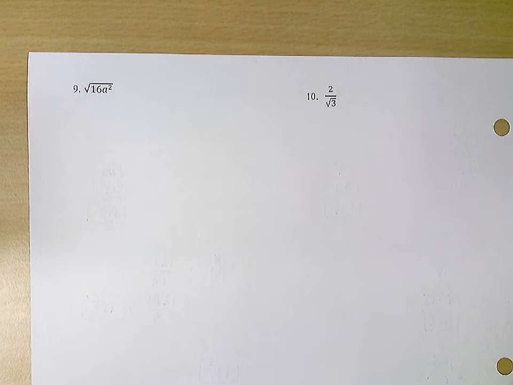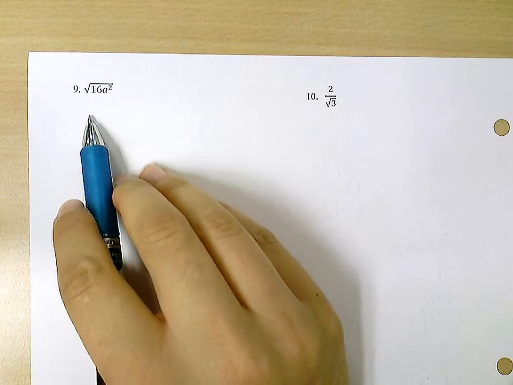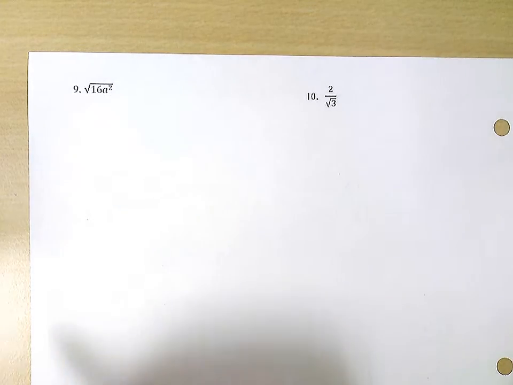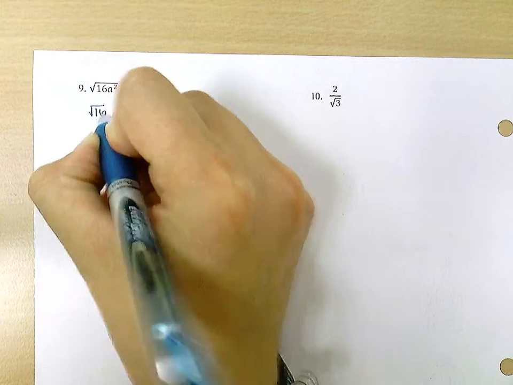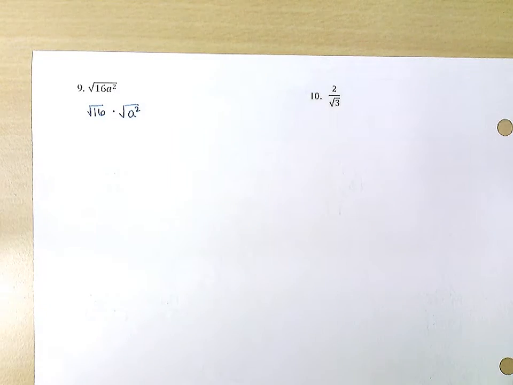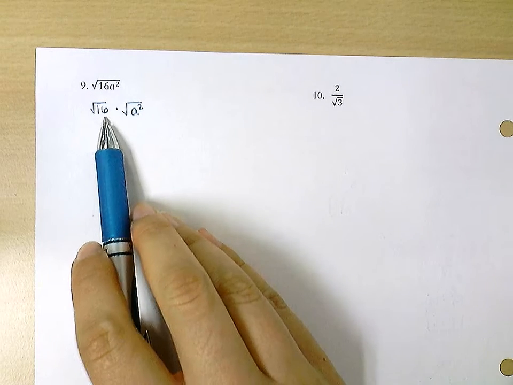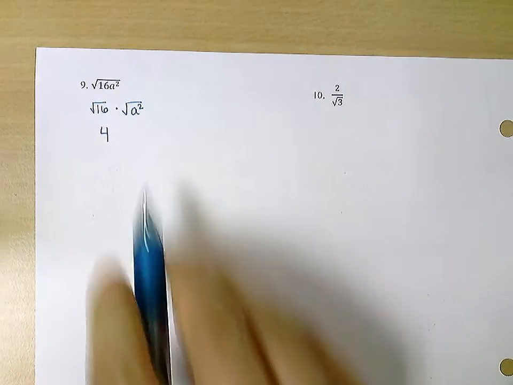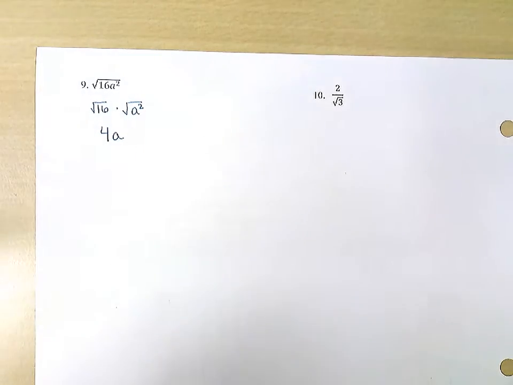Number 9 has a variable in it. It is an A. So what I can do here is separate this, just like I was doing before. I can separate it into the square root of 16 times the square root of A squared. So I can separate that into 2 different square roots. Now looking at it, the square root of 16 is 4. And if I square root an A squared, what happens? You just get A. So 4 times A is just 4A.